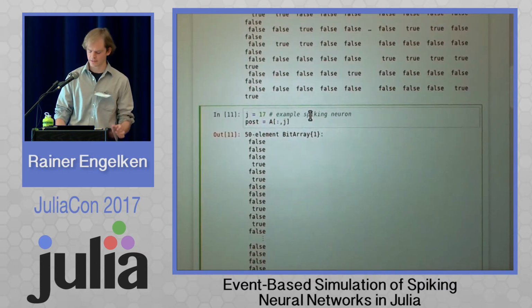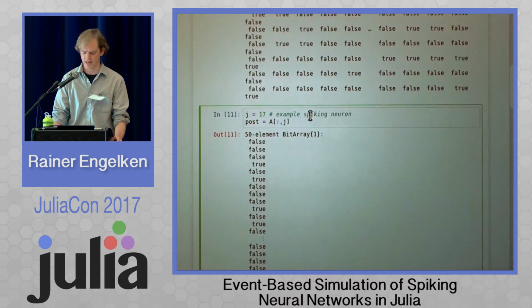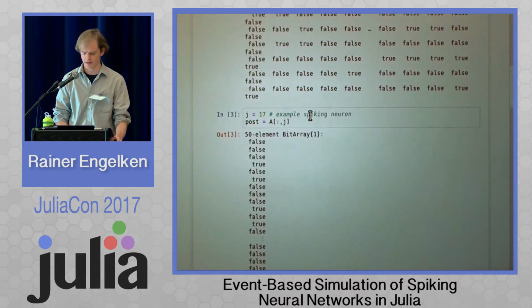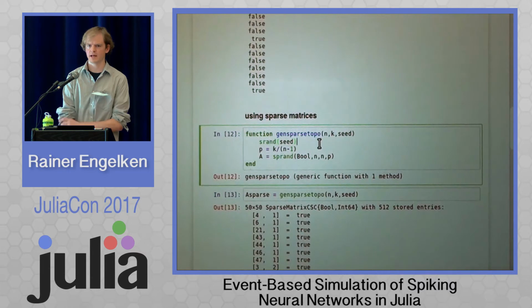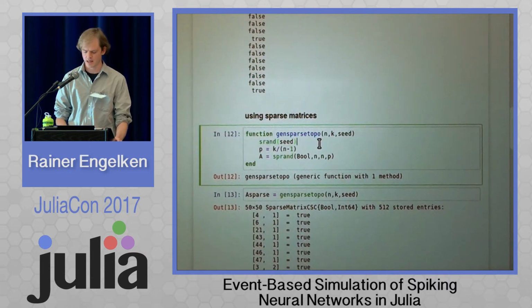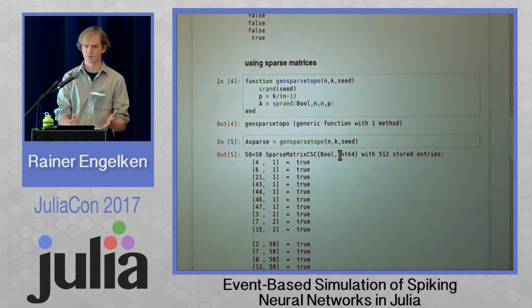So instead, the next clever idea is, if let's say neuron 17 spikes, you just have to look into the 17th column of this matrix, of this bit array. Now this, of course, is not so clever if you want to run large networks. So instead, what you can use is a sparse network topology. We can just use sprand with a Boolean argument, and this will generate a sparse matrix with Boolean entries. But still, we have to save n times k entries, and if you want to run millions or billions of neurons, that's still too much for at least conventional clusters.